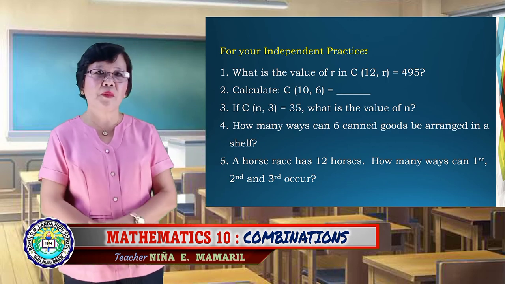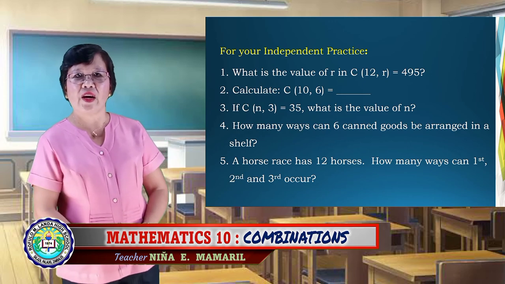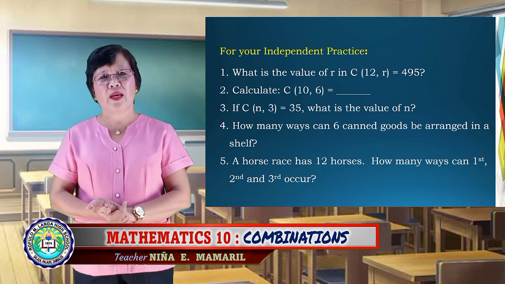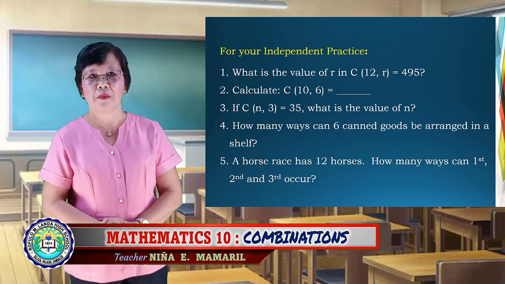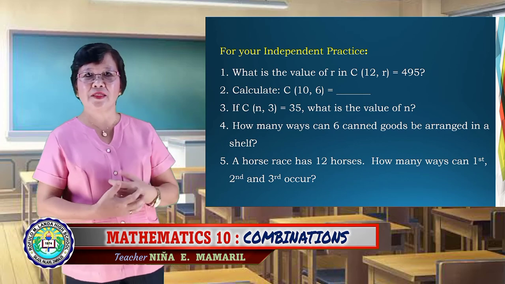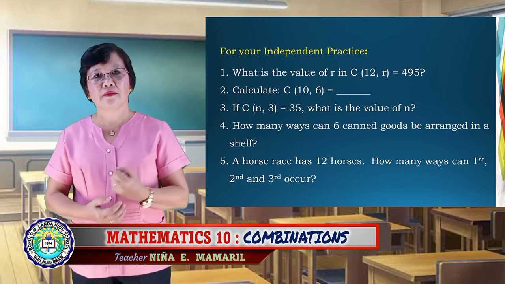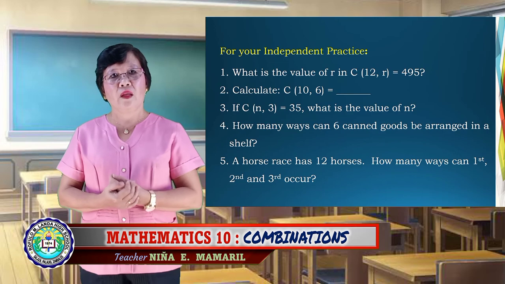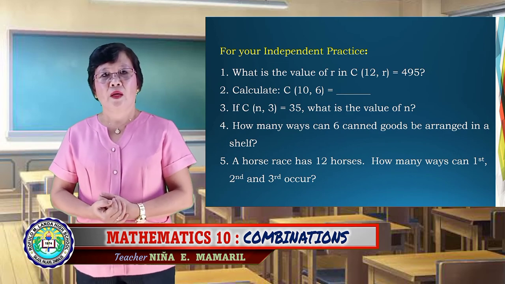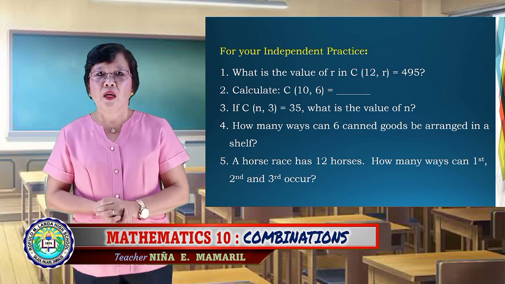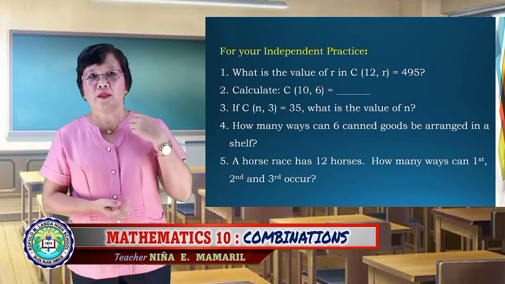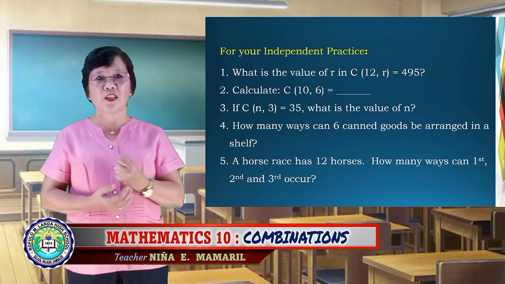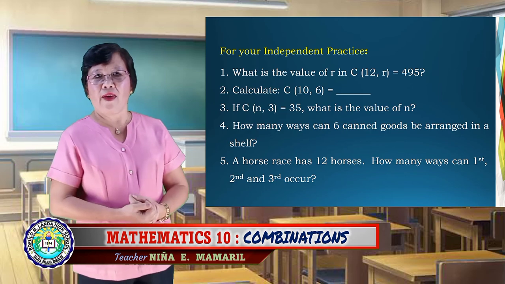Okay. Question number 1. What is the value of r in C of 12 objects taken r at a time is equal to 495? Number 2. Calculate C for 10 objects taken 6 at a time, and your unknown now is C. Next, question number 3. If C of n objects, 3 taken at a time, is equal to 35, what is the value of n?